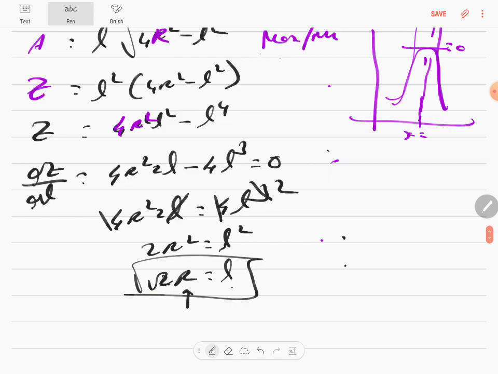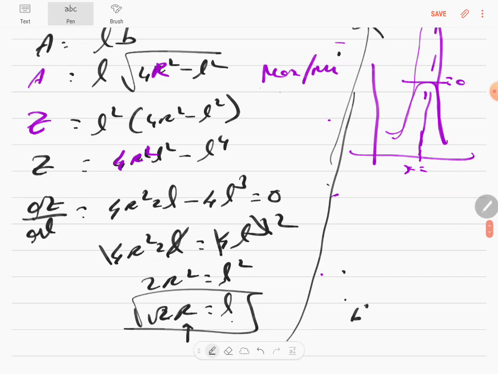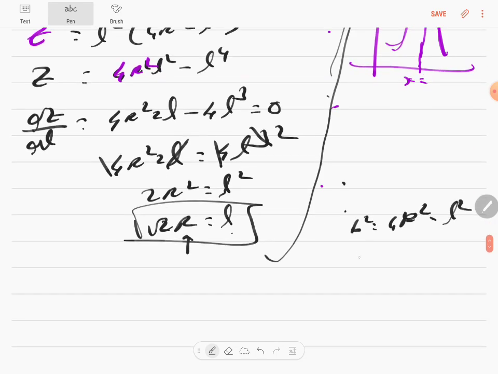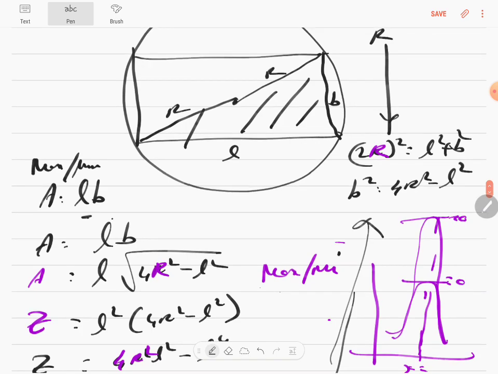Now take it, go and find what is the breadth. B square is equal to 4R square minus L square. You know L is nothing but this. So B square is equal to 4R square minus 2R square, which is also 2R square. So B is equal to root 2R. Therefore length is root 2R, breadth is also root 2R. When it is maximum, it becomes a square. The rectangle which is inscribed inside a circle attains a maximum area when the rectangle becomes a square.